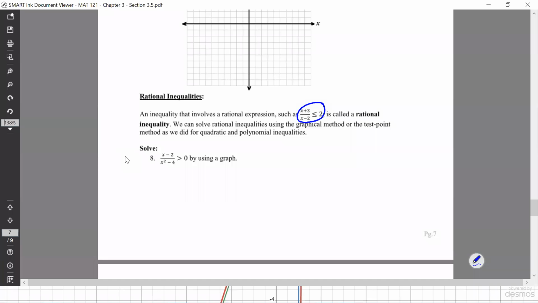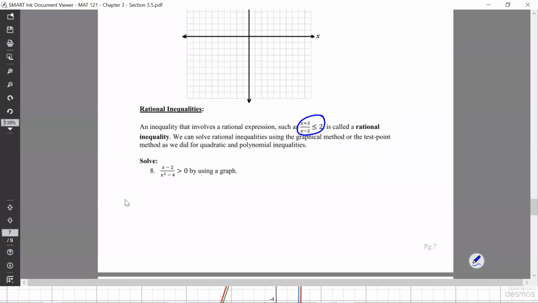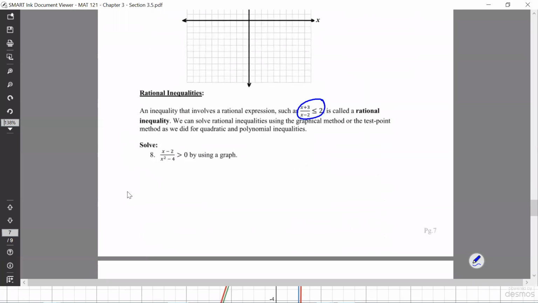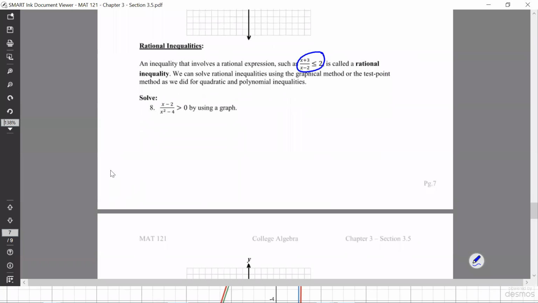So this one over here is talking about using a graph. And you can see this example 8 is kind of very similar to the one over here with example 7, because this was also not in lowest terms. And number 8 is very similar to that. It is also not in lowest terms. So we do actually need to come up with a graph for number 8 before we can solve that inequality.